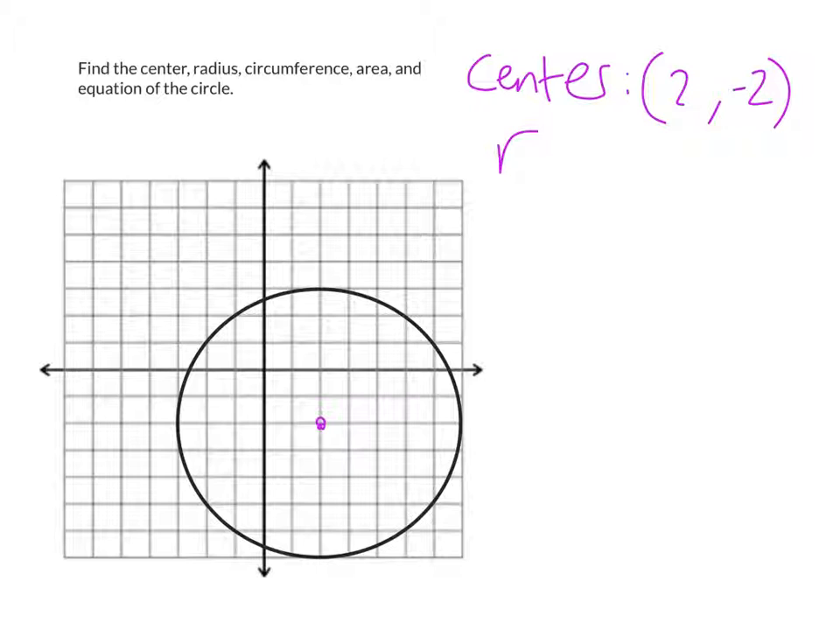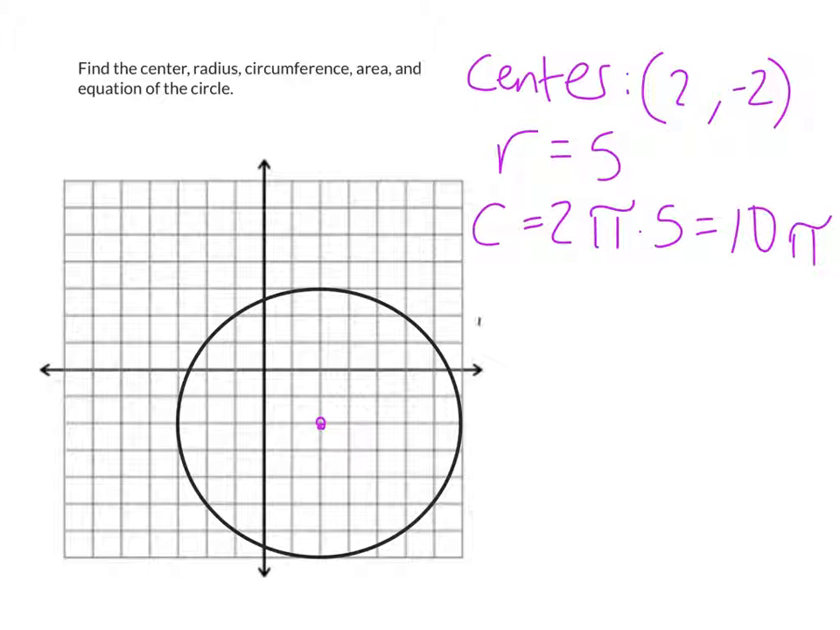My radius is 5, as I was just counting. My circumference, 2 times pi times 5, which equals 10 pi. My area is pi times my radius squared of 5 squared, which is 25 pi. Again, you can multiply these out and get decimals, or you can leave it as this.